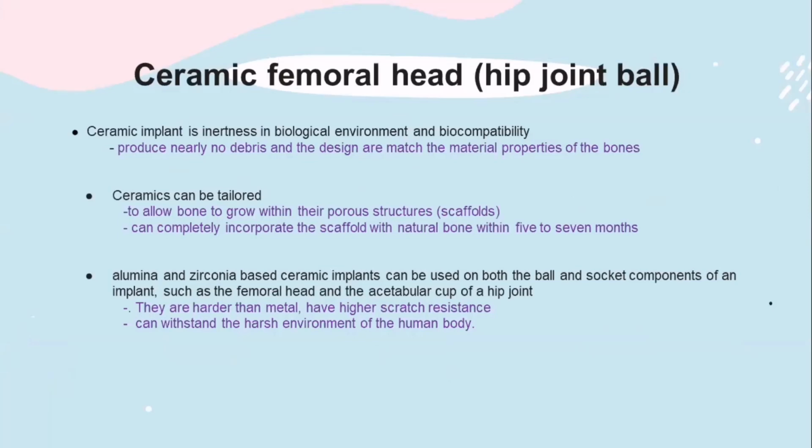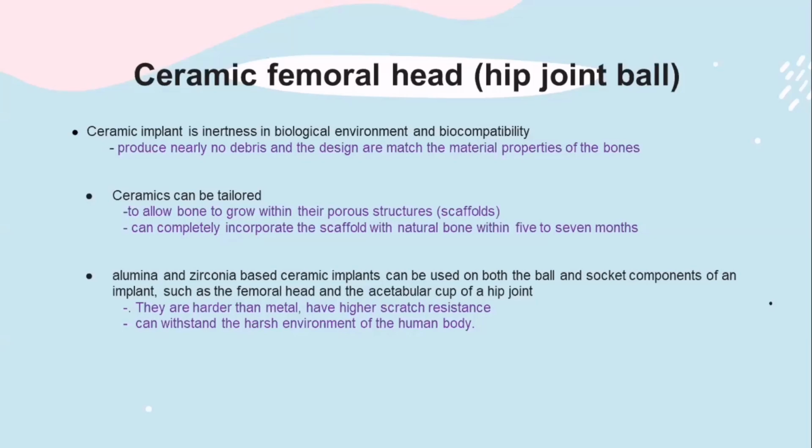Ceramic implant has inertness in biological environment and biocompatibility. So this produces nearly no debris, and the design matches the material properties of the bone, so it will look like the real bone. Ceramic can be tethered. This refers to the bone, as it will allow bone to grow within the porous structure. It is a scaffold, so it will completely incorporate the scaffold with natural bone within 5 to 7 months. So we can see here that it will take 5 to 7 months.